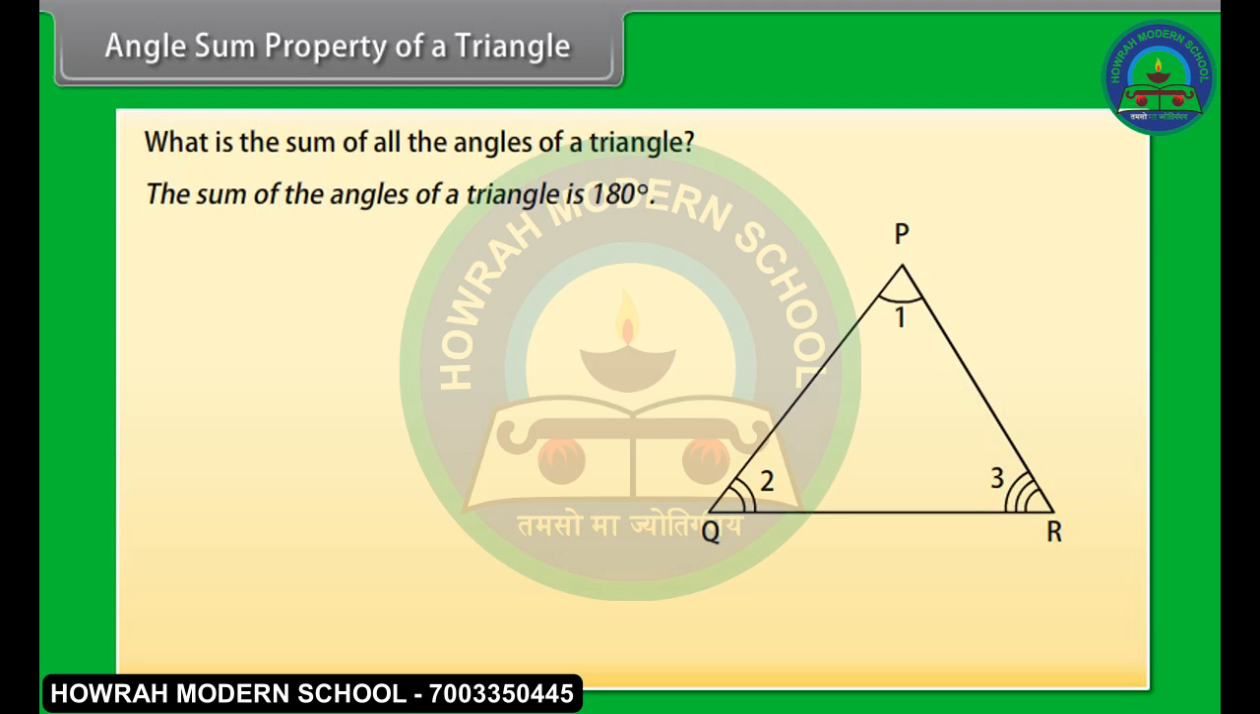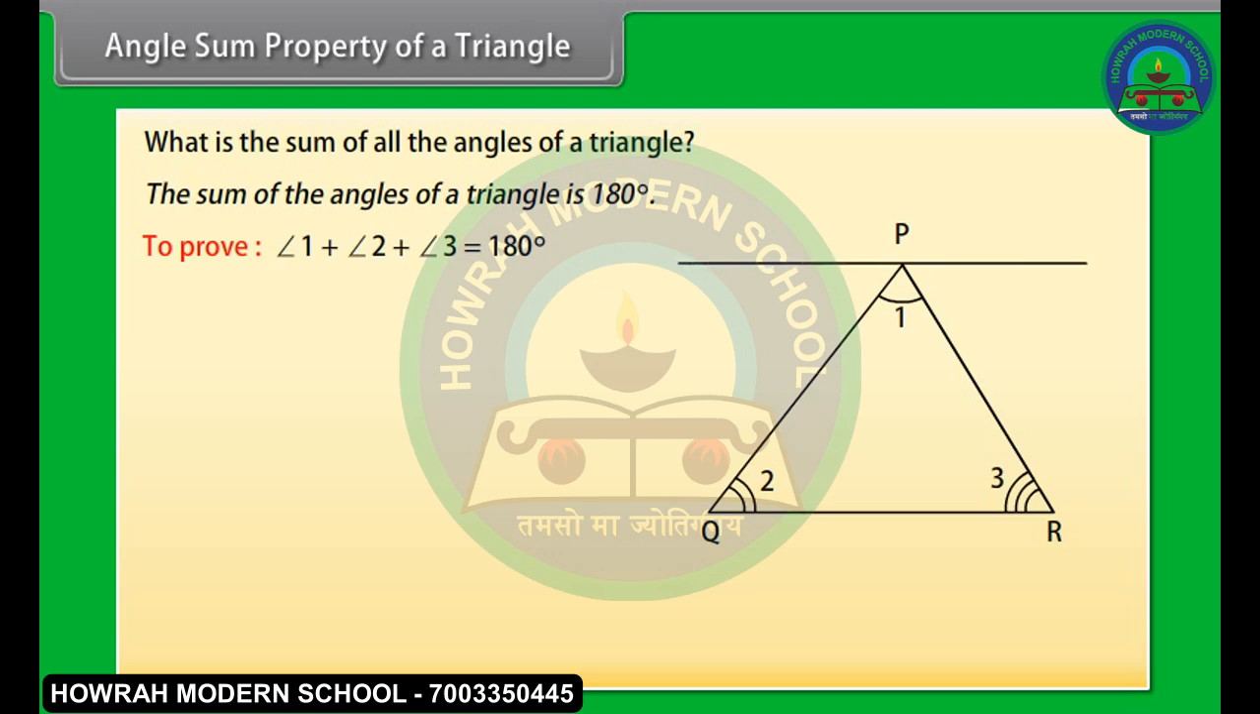Let us prove this statement using the axioms and theorems related to parallel lines. The property is: the sum of the angles of a triangle is 180 degree. We are given a triangle PQR, and angle 1, angle 2 and angle 3 are the angles of triangle PQR. We need to prove that angle 1 plus angle 2 plus angle 3 is equal to 180 degree.